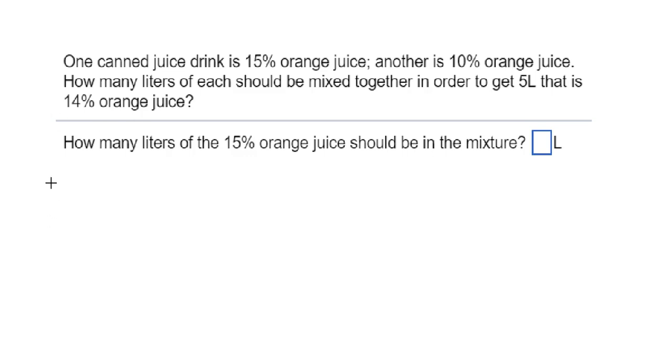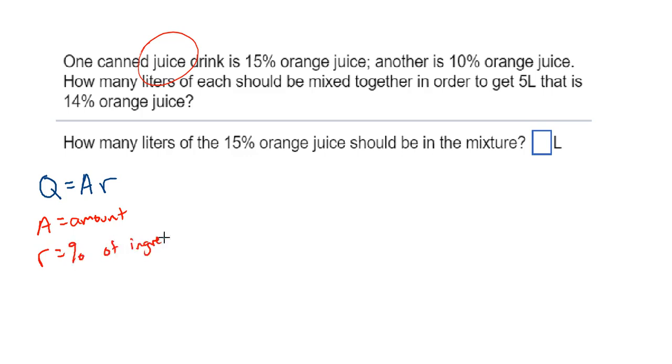So how do I want to start this here? There is a formula you can use to help you get a handle on this problem. There might be different ways of describing it, but this is the way I have seen it in the past, which is Q equals A times R. A is the amount of whatever it is that you're working with, in this case juice. How much juice do you have? R is the percent of an ingredient in that amount. In this case, the ingredient we're looking at is orange juice.